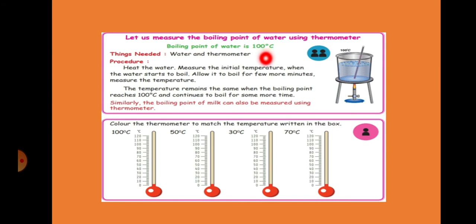100 degrees centigrade. So what about this boiling point? It will remain constant. It will not rise up even if we keep on boiling. The temperature will remain as 100 degrees centigrade only. Also, we can measure the boiling point of milk.